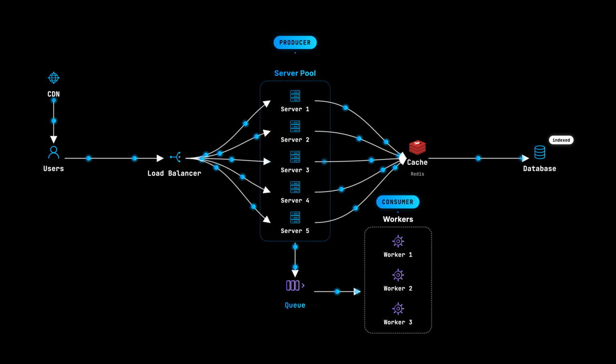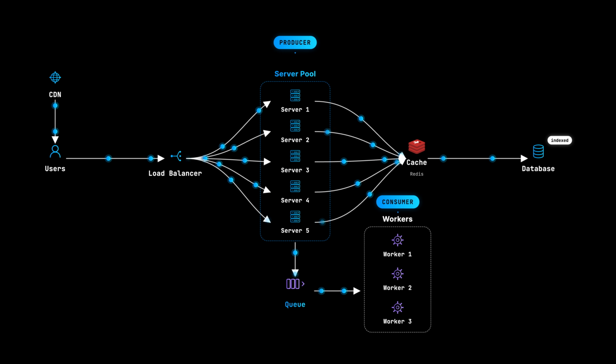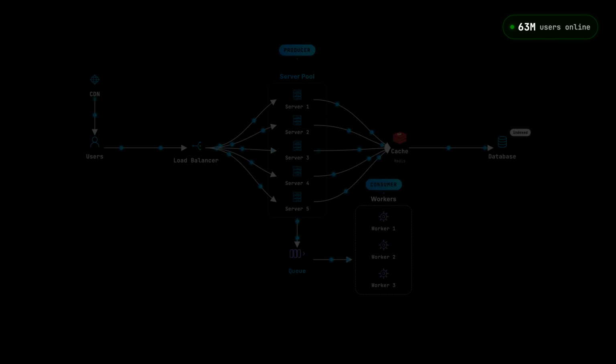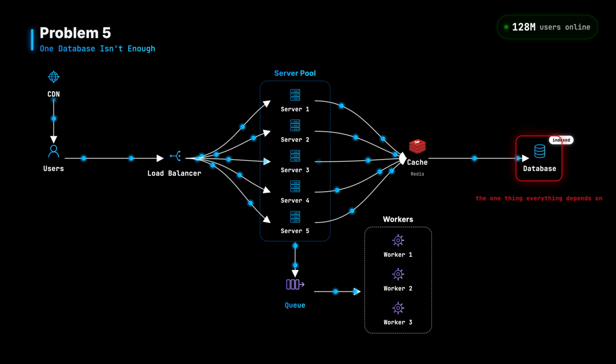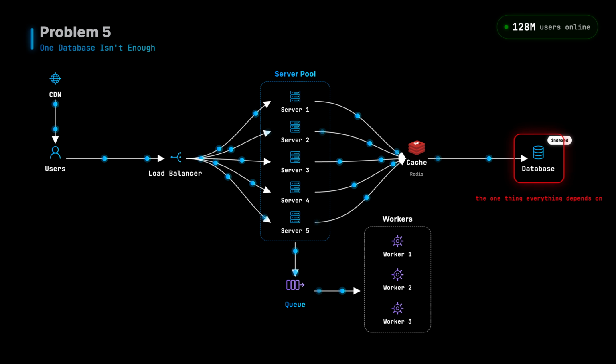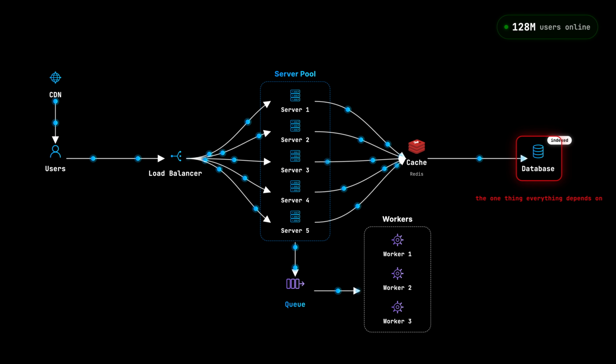4 problems solved. But there is one more. The 5th one is the hardest, even for big companies like Netflix. And it is coming right now. Maya's app is huge now. Even with the cache and indexes, the database itself is full. Too much data and too many writes for one machine. The one part that everything needs is now too slow.